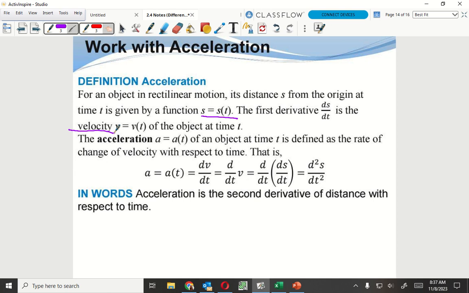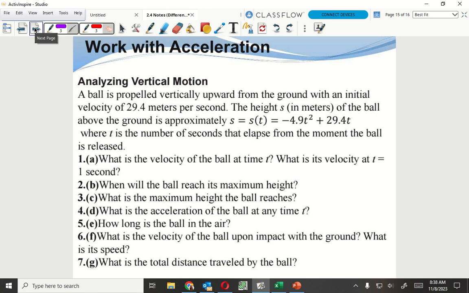So we're going to do a lot more that goes along with this. I know it sounds like I said a whole lot of stuff, but it's actually not too bad. It's just wrapping your mind around all these things. So we're going to go through this. It says the ball was propelled vertically upwards from the ground with an initial velocity. Ooh, velocity. What does that mean? Rate of change, right? So meters per second.